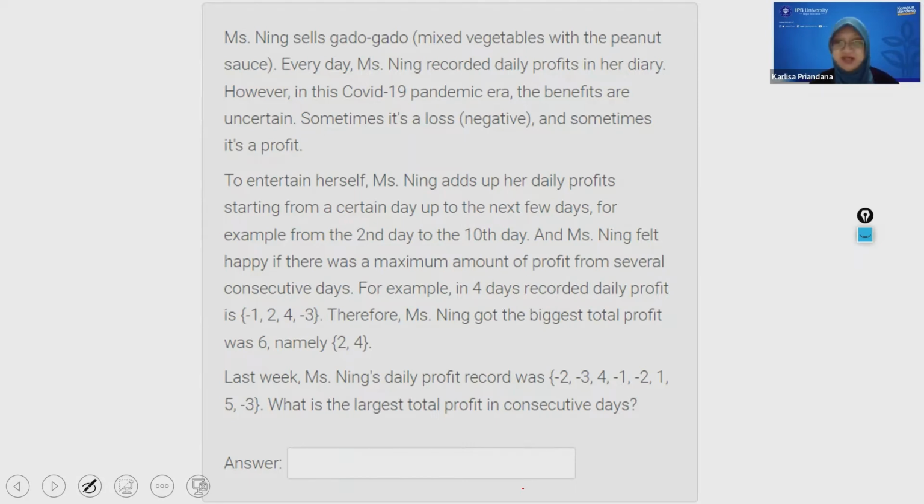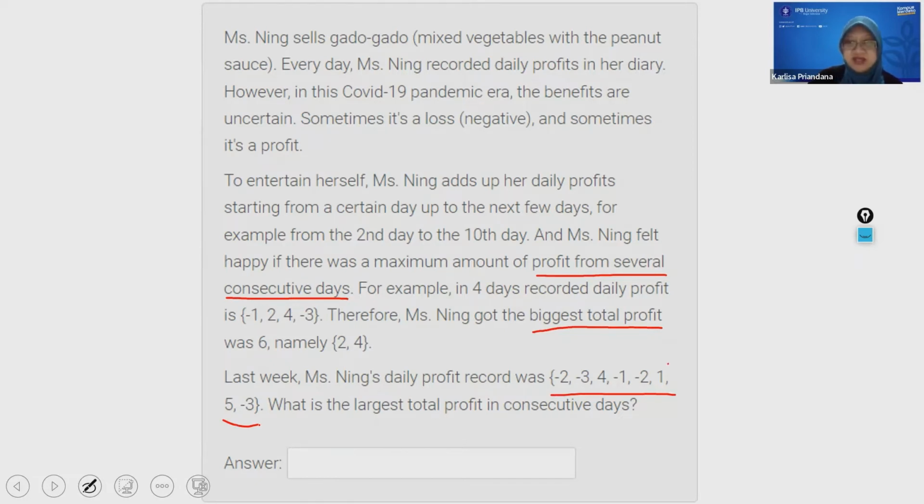Okay, so I hope you already read the problem. And basically, the goal here is the biggest total profit. And the rules or the constraint is you need to calculate the profit from several consecutive days. So for this one, the profit record was this, and you need to find the largest total profit in consecutive days. So you can check the numbers here.